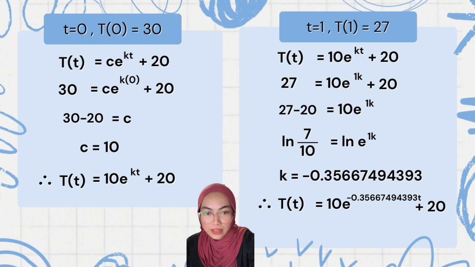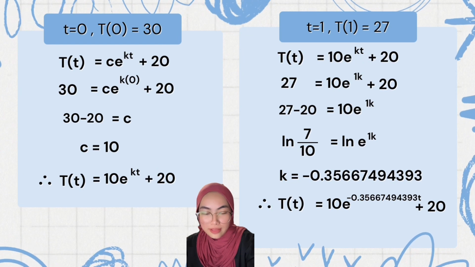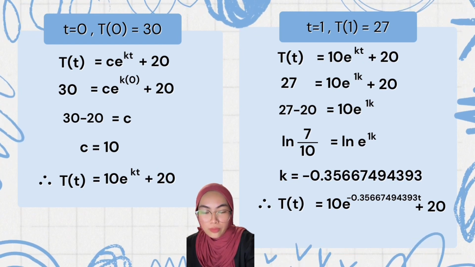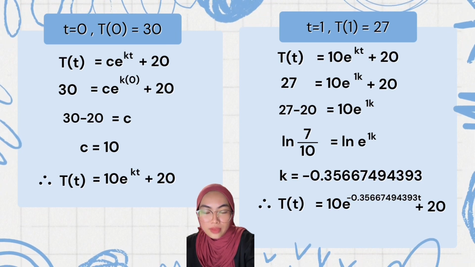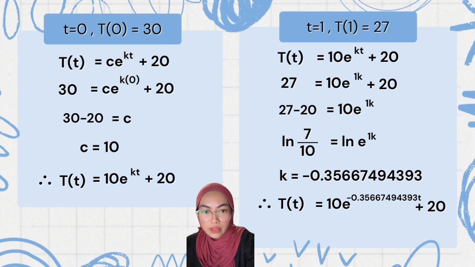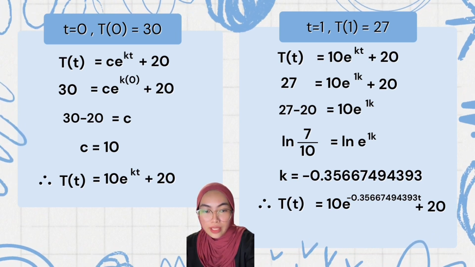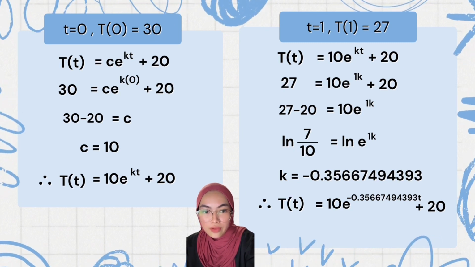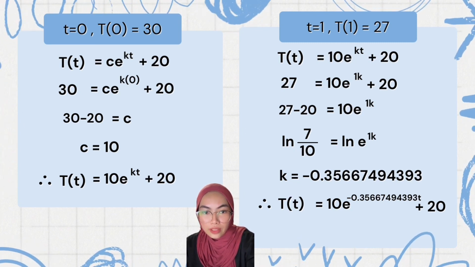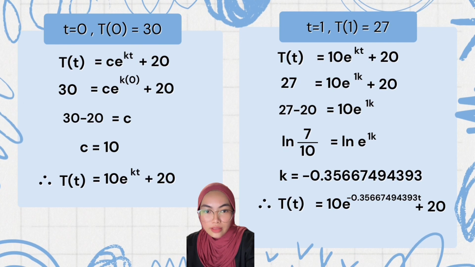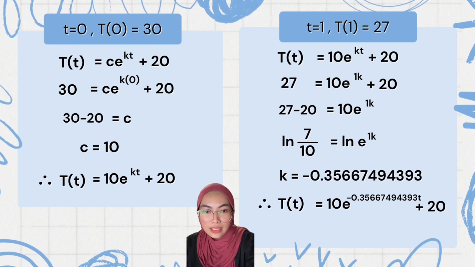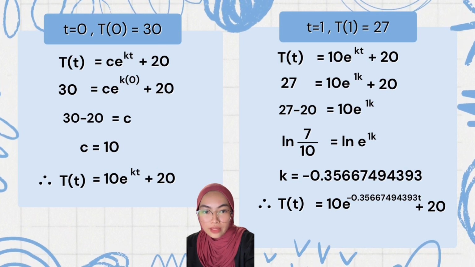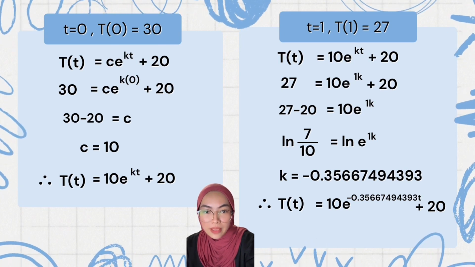Moving on to the next step, now we want to find the value of k. We use the information that when the time is 1, the body temperature is 27, and we use the same step as before, replacing the value of T and equating it to 27. Then we take ln of both sides to get rid of the exponent, and that is how we get our k value, which is negative 0.3566. We replace the value of k in the equation from before, and the latest equation is T of t equal to 10 e to the power of negative 0.3566 t plus 20.